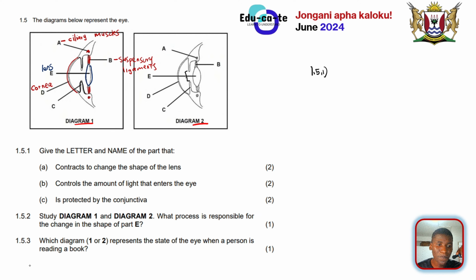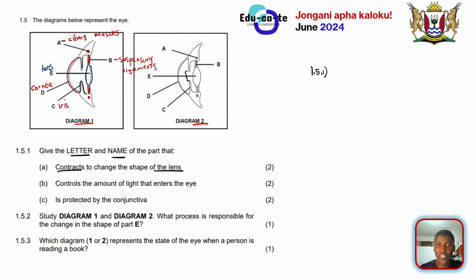Let's now look at the question, because we have labeled everything. 1.5.1 asks us to give the letter and the name of the part. Remember, when they say letter and the name, they want the letter and the name. Do not write the letter only. Do not write the name only. Always read the instruction, unless you want to fail grade 12. I'm sure I've said this a million times now. So the letter and the name of the part that contracts so that it can change the shape of the lens. Remember that when the lens changes its shape, it does so to focus on distant or near vision, and that is known as the accommodation mechanism.